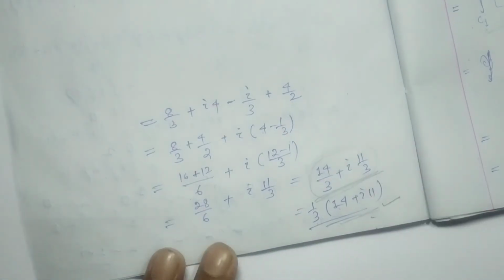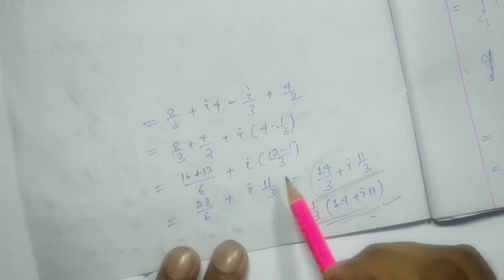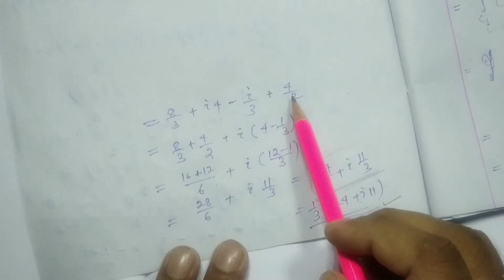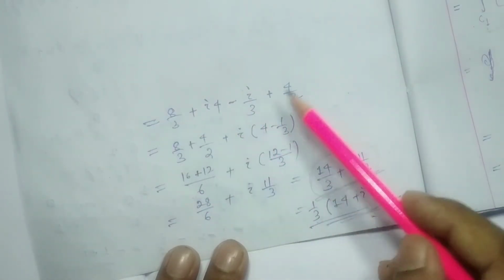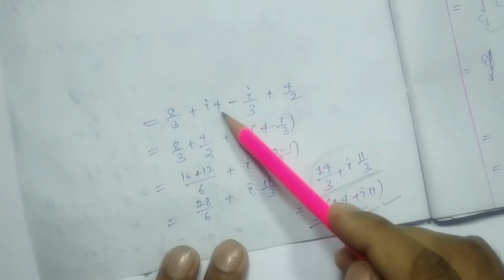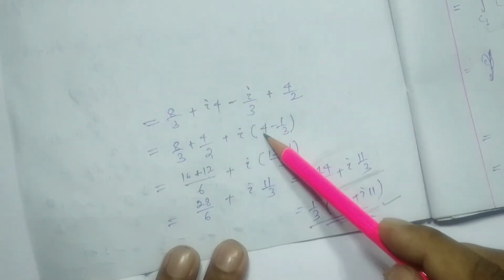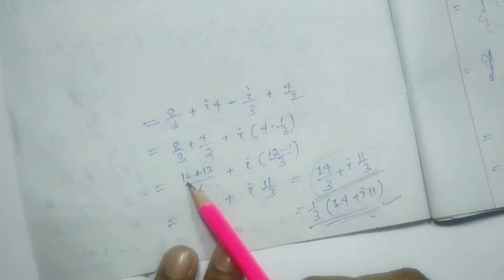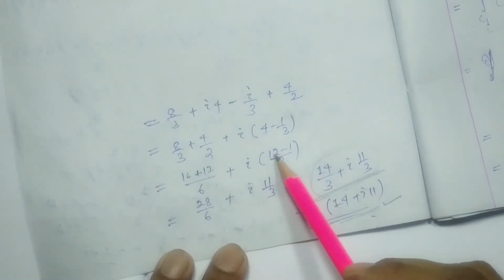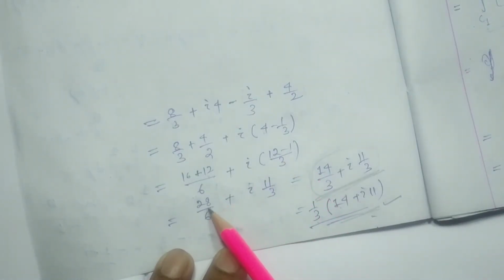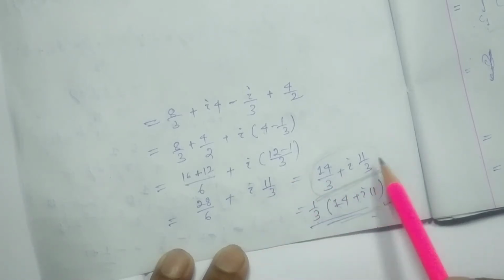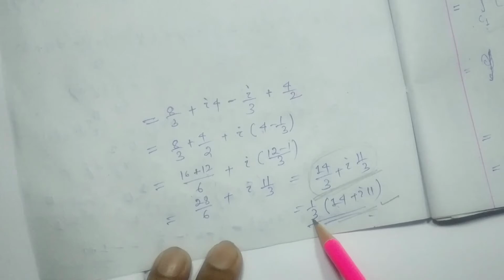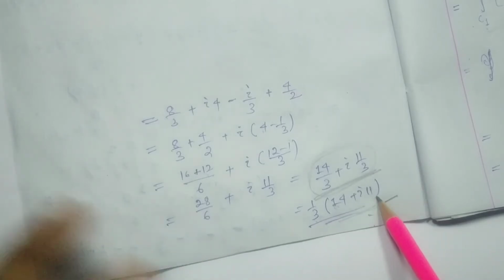Somewhat camera distance, you can see that this is what we found after integration. Then 8 by 3, 4 by 2, and i can be taken common from these two terms, 4 minus 1 by 3. So it will be 16 plus 12 by 6 plus i 12 minus 1 by 3. So it will be 28 by 6 or 14 by 3, and i 11 by 3, or 1 by 3 can be taken common, 14 plus i 11.